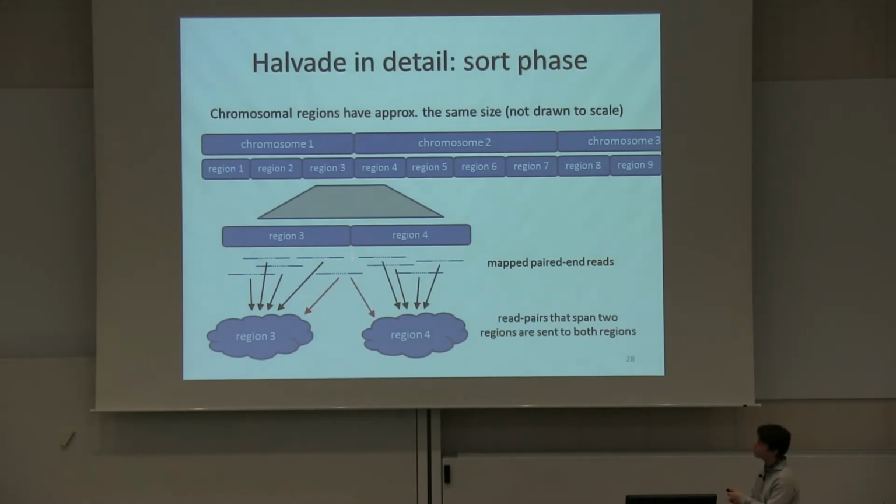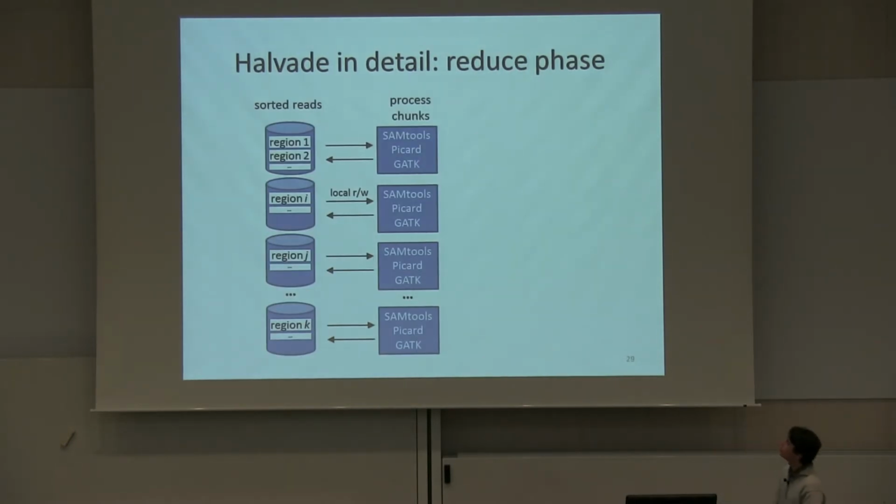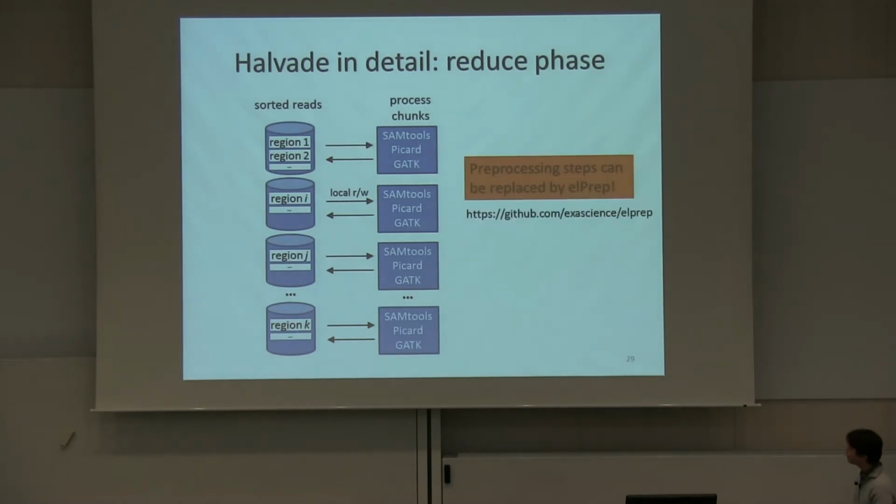In case you have reads that span the interface between adjacent regions, they are being sent to both, to ensure that all of the read information is available for GATK to do accurate variant calling near the interfaces. So then the reduce stage, where your genomic regions are being processed in parallel by Picard and by GATK, perhaps also SAMtools. We use SAMtools for certain steps because SAMtools is multi-threaded and Picard is not.